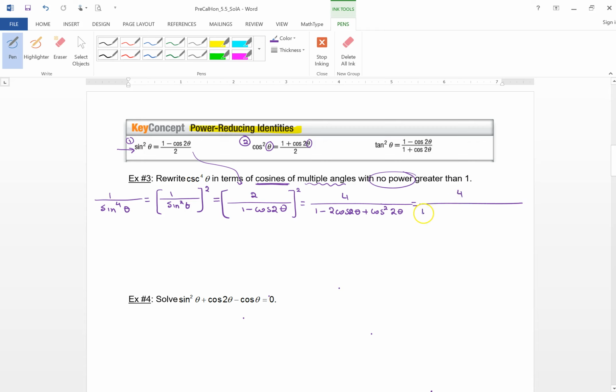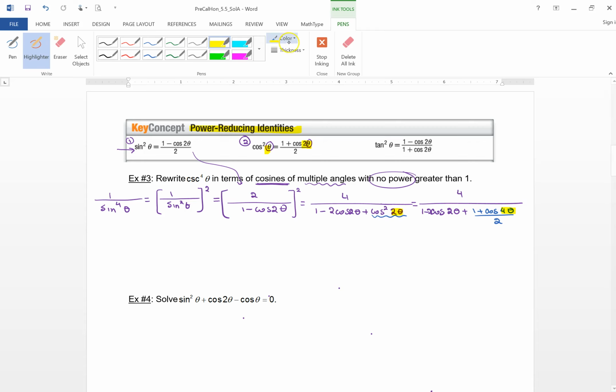This is 4 over 1 minus 2 cosine 2 theta plus, I'm going to substitute for this, that one. So it'll be 1 plus cosine 4 theta over 2. And that just looks like such a simple little fraction, doesn't it? Now I have to simplify that fraction. After this, it's pretty much algebra, because this says whatever the angle is, you have to double it. Here the angle was 2 theta, it gets doubled.